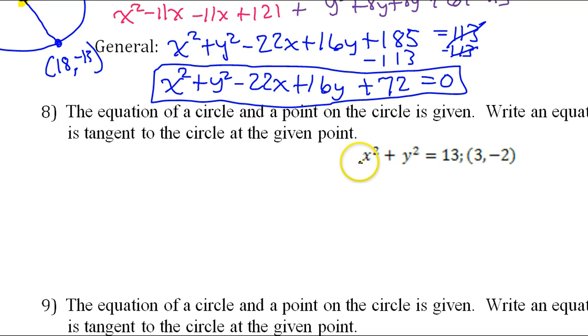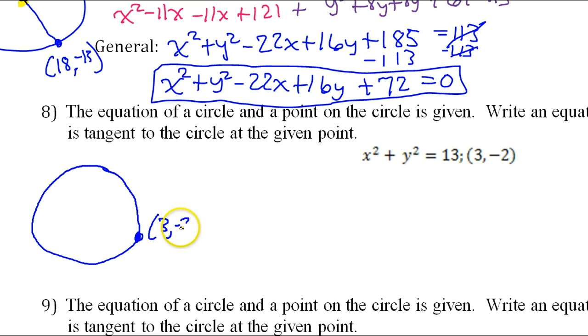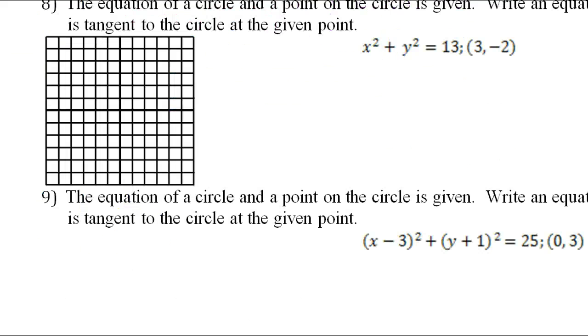Alright, so we're given the equation of a circle and then a point of tangency. So we're supposed to be picturing there's some kind of a circle. And then 3 comma negative 2 is a point of tangency. Now the center is 0, comma 0. In fact, maybe I'll do this on a little grid. So 3, negative 2 is right here.